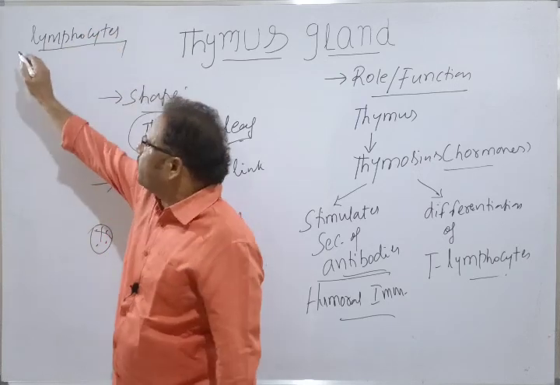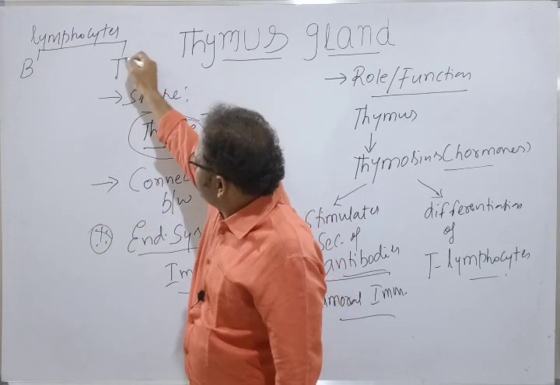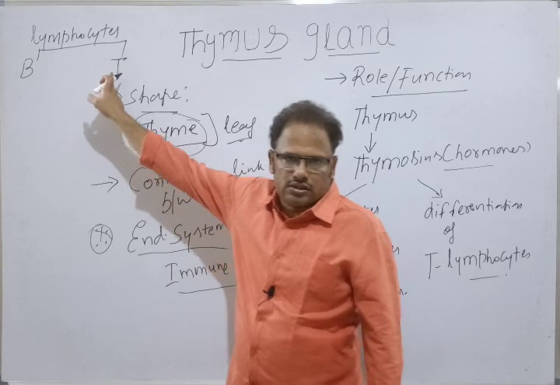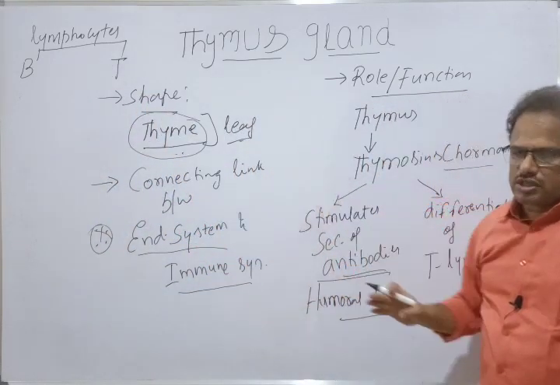There are two types of lymphocytes. One is called B lymphocytes, and the other is T lymphocytes, or B cells and T cells. The details will be explained in the immune system chapter. This is not a chapter on the immune system, isn't it?